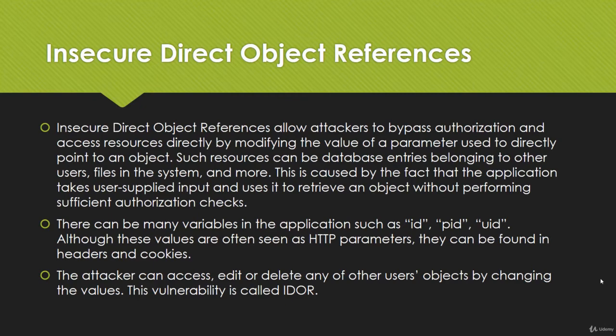There can be many variables in the application such as ID, PID, UID, etc. Although these values are often seen as HTTP parameters, they can be found in headers and cookies. Remember this thing, that they can be found in headers and cookies.